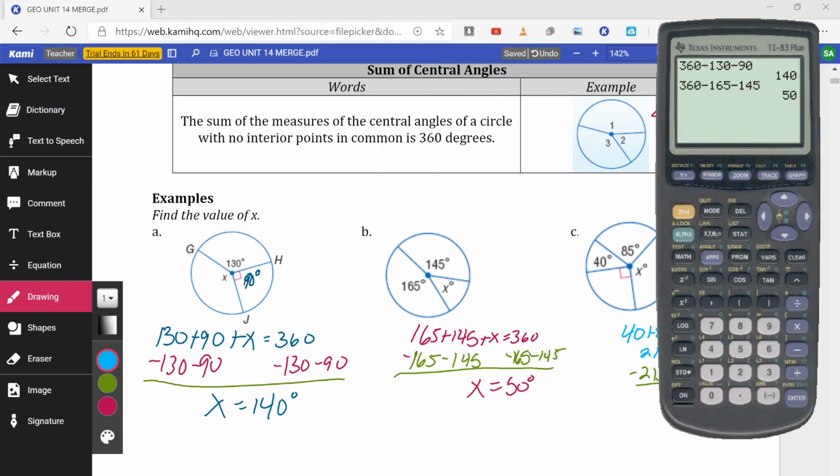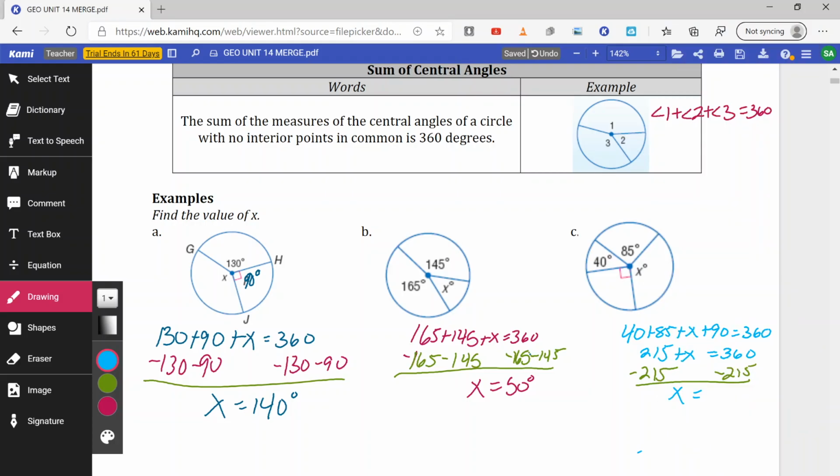So when we subtract 215, we get a 145-degree angle. So that is pretty simply finding a missing measure within a circle. In circles, the interior angles add up to 360. As long as I know everything but one, I can find the missing piece.